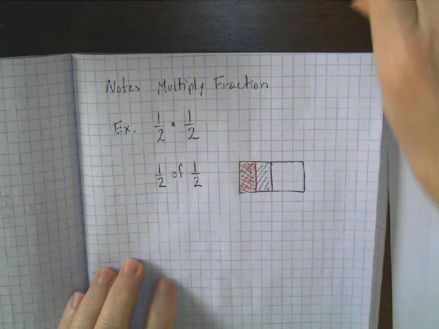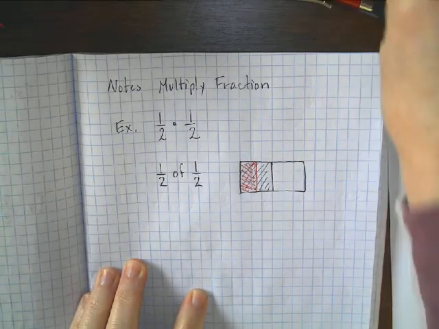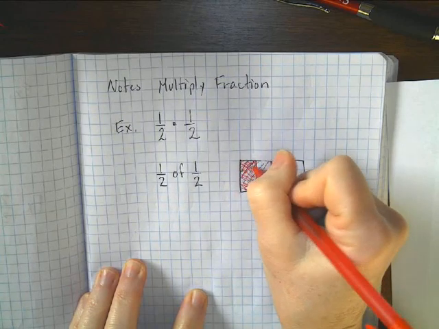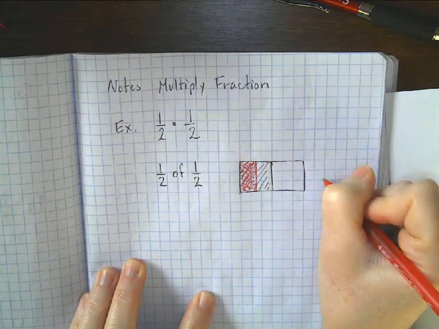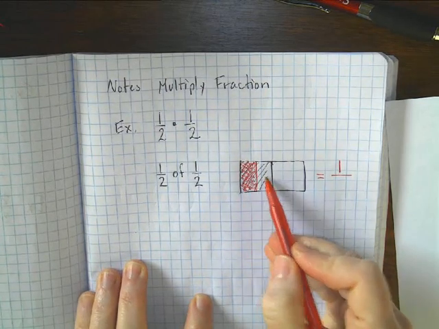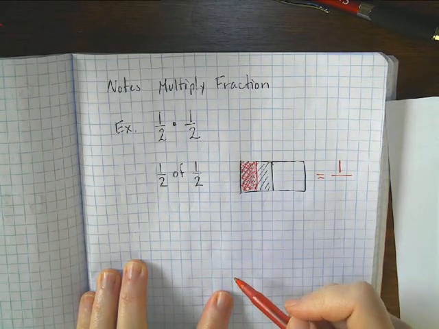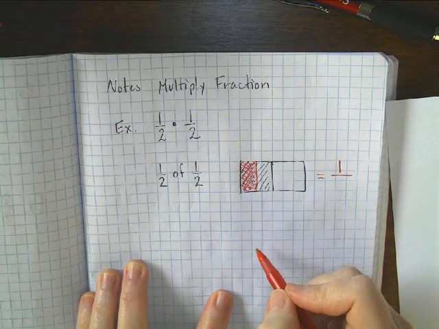Well, if I'm going to make this into a fraction, I have one piece that's shaded in. I'm looking at the red. I have one piece that's shaded in. But out of how many pieces? Right now it looks like 3 pieces, but these 3 pieces are not all the same size. All the pieces have to be the same size.